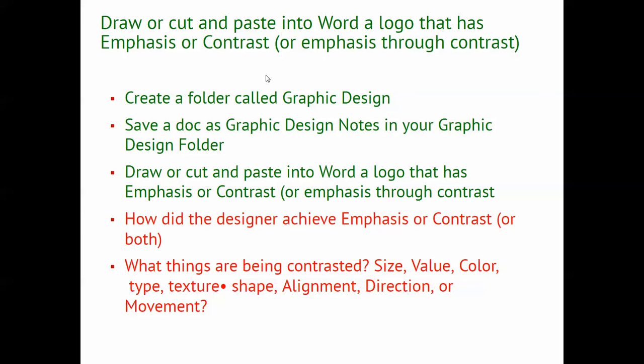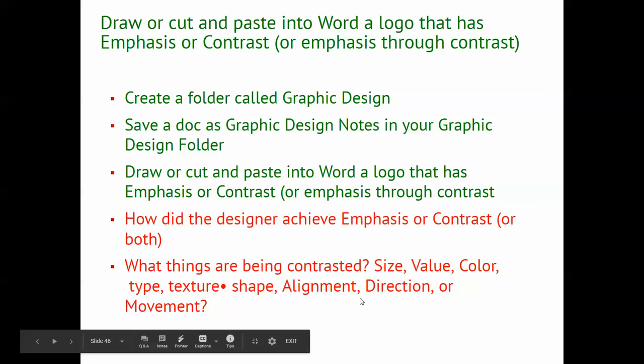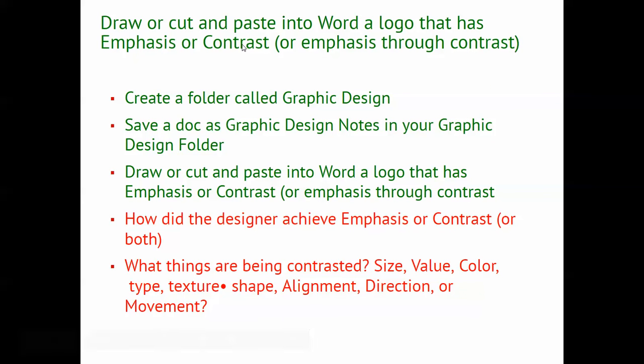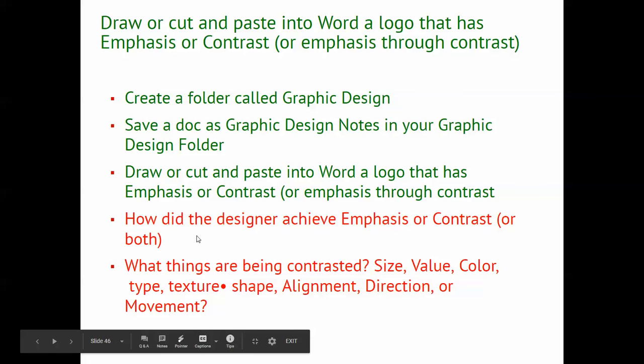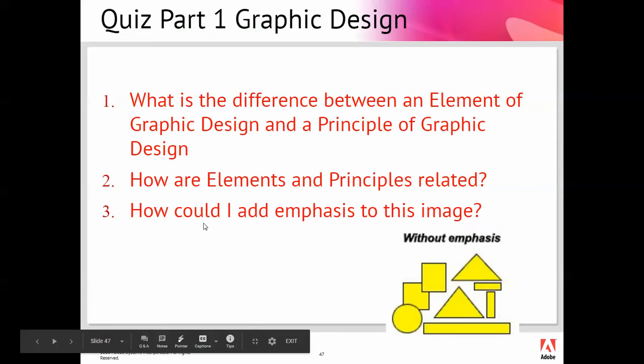Okay, so draw or cut or paste into Word a logo that has emphasis or contrast or emphasis through contrast. Okay, and answer the question: how did the designer achieve emphasis or contrast? What things are being contrasted? Size, value, color, type, texture, shape, or whatever. Okay, so make sure you go to your Google Doc and find a logo that has emphasis or contrast, and then answer these questions about it. Make sure you label it so I know what you're talking about.